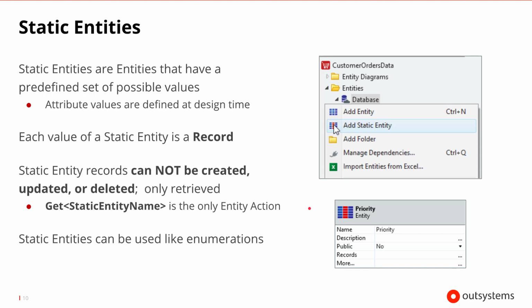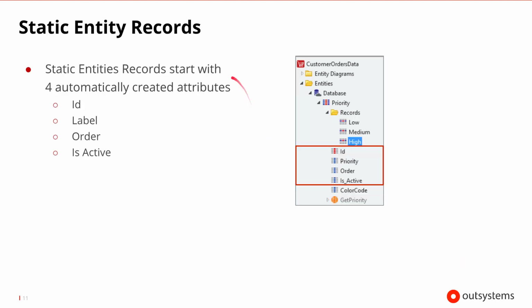And that priority static entity would have a number of different records. So static entities have records, and those records start with 4 attributes by default. They all have an ID, a label, an order, and an isActive. So here we can see we created the static entity priority, and it has records of low, medium, and high. And these records have an ID, a priority, an order, and an isActive. So these are the 4 automatically created ones.